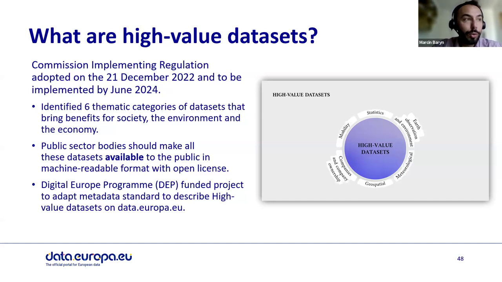For those who are not very familiar with the high value data sets concept and the implementing regulation, which set the list of them in December 2022, I can just say a few words. So this act identified six thematic categories of data sets, which are bringing certain benefits for the society, for the environment, for the economy. And those ones which are listed here in the graph should be fully available on the national portals for open data and at the same time on Data Europa EU. Next slide, please.